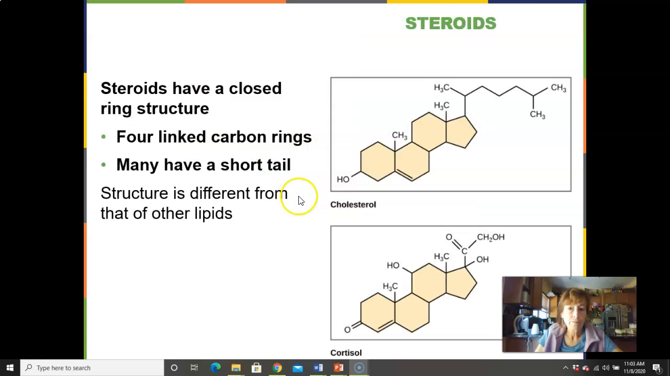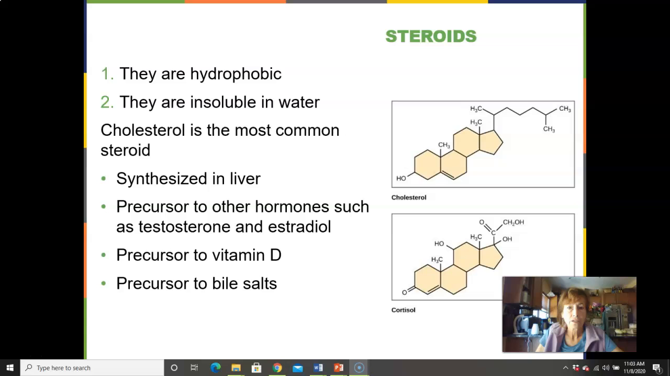Steroids have ring structures, and you can see what they look like here. Steroids are very important. Here's cholesterol, which is one that we need. We need cholesterol. There are good kinds of cholesterol and bad. And then there's the one below it, which is a stress hormone called cortisol. These are both hormones that we see, and they're under the category of lipids. They too are going to be hydrophobic, which means they don't like water.